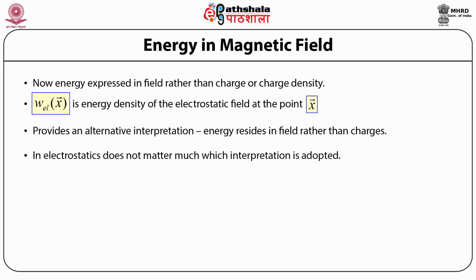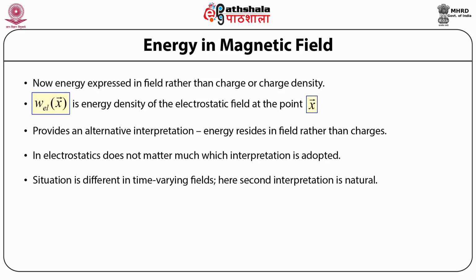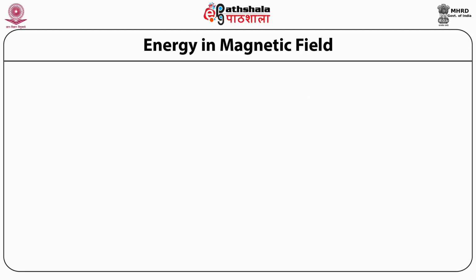Although in electrostatics this change in the interpretation does not matter much, where it becomes very significant is when we have time varying electric and magnetic fields. And here the second interpretation is much more important, significant, and natural.